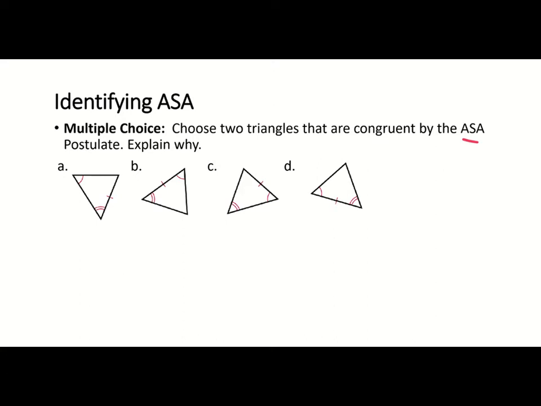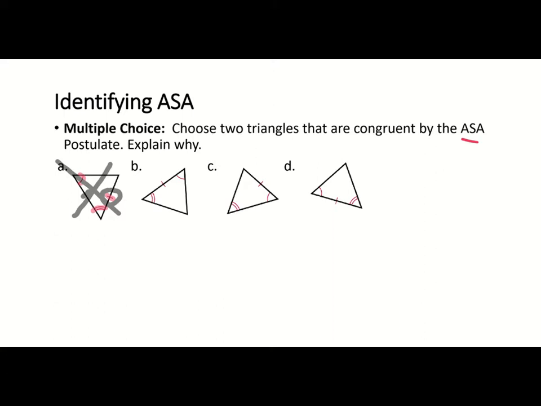Okay, so hopefully you paused the video and you came back and you're looking at it. Now, if we look at A, right now we have an angle and another angle, and then we have a side. But remember, this is like a side sandwich, so the side has to be included between the two angles, and here it's not. So A is not an option.